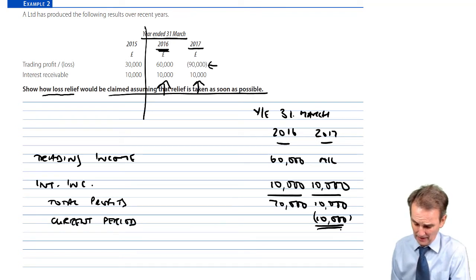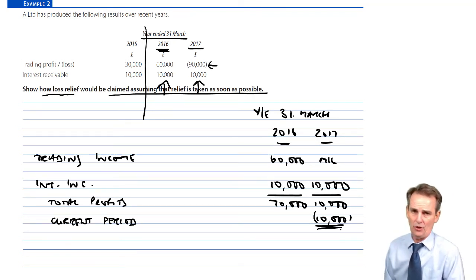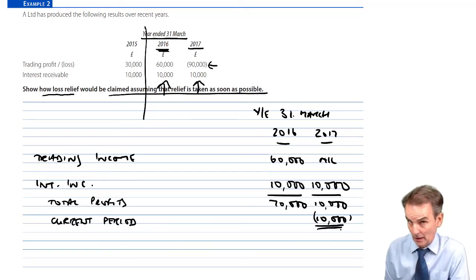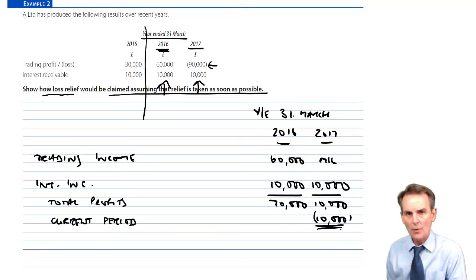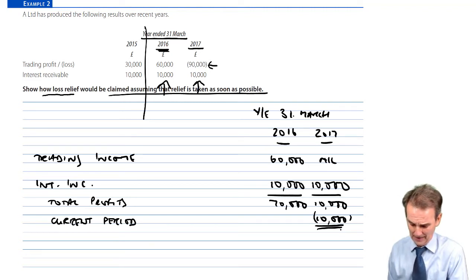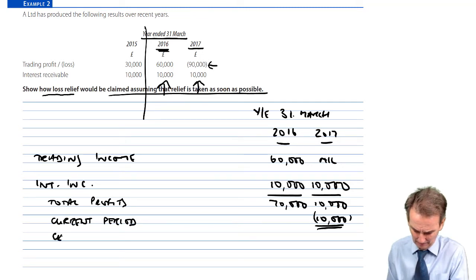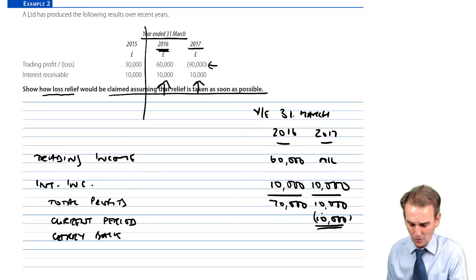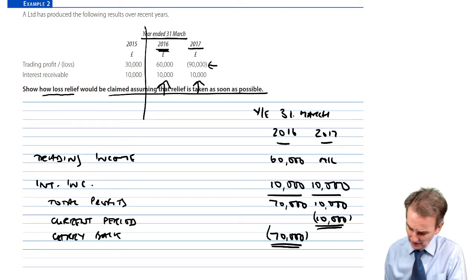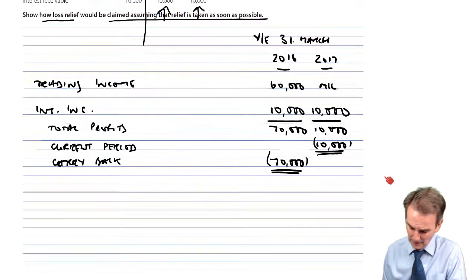It would mean, of course, that had we made any qualifying charitable donations for the period, we didn't here, but had we done so, those donation payments would have been wasted, i.e. no tax relief would be available for them. Having made the current period claim, we can then do our carryback claim. Now the loss was 90,000, we've used 10,000, we have 80,000, so there's enough to take out all of that 70,000.